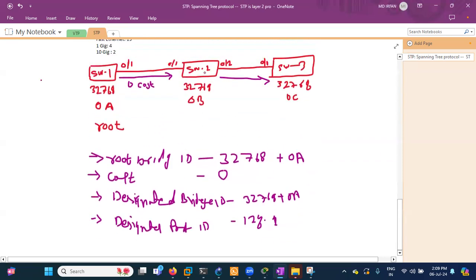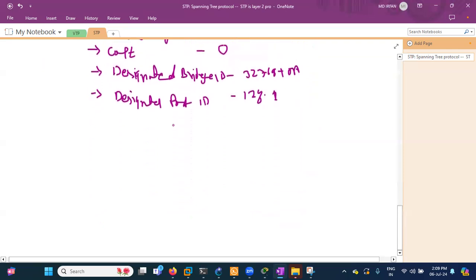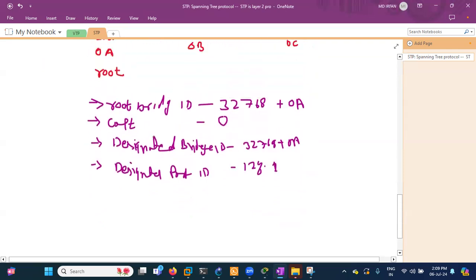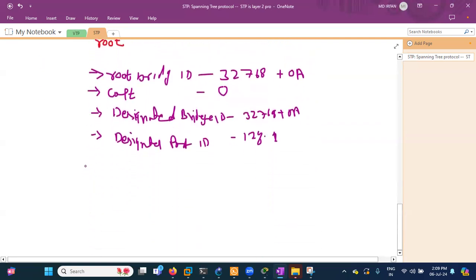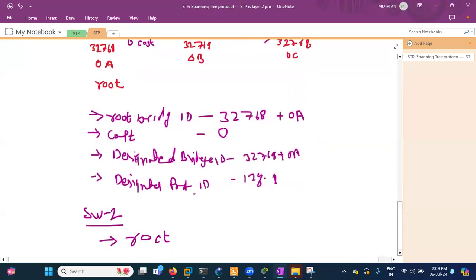Okay. In that case, what information will this switch send? I will ask you the question. Switch 1, switch 2, what information will it send? What will be the root ID? Switch 2, once it sends the BPDU, what will be the information? First, the root bridge. What will be the root bridge ID? Tell me.